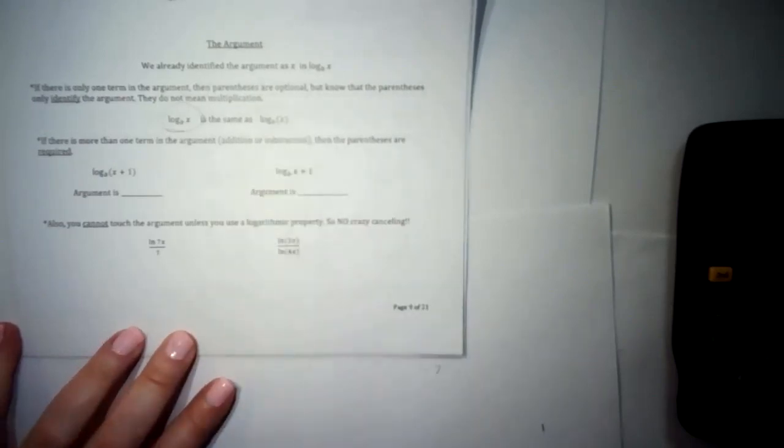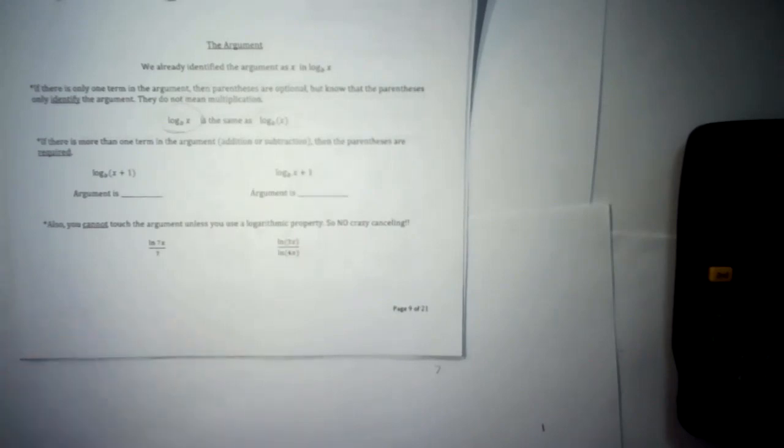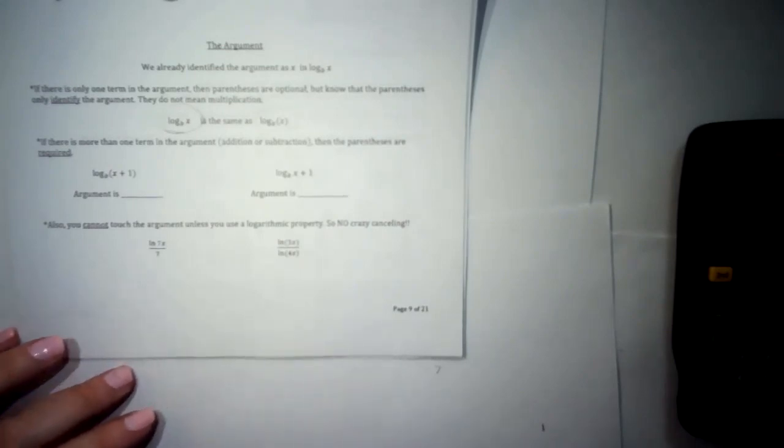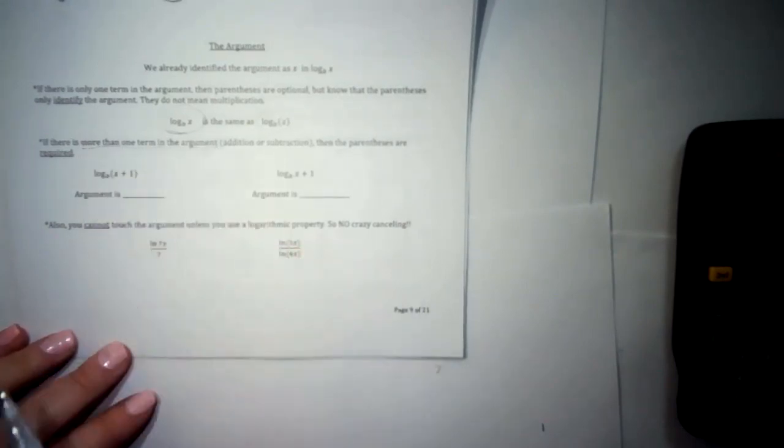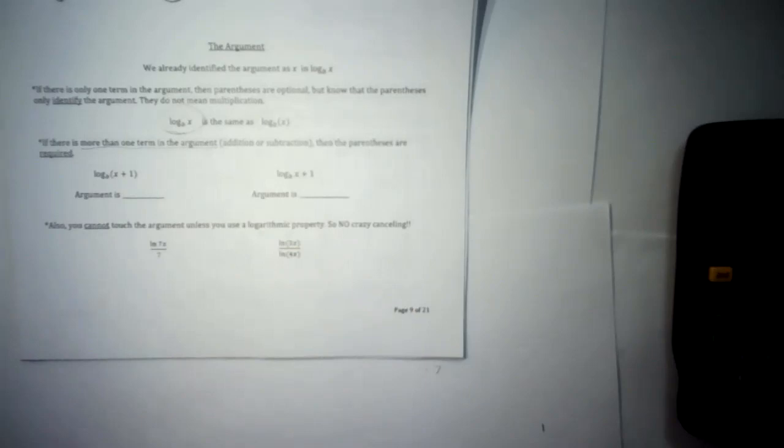Sometimes you're going to see it with parentheses. It's really your choice. It doesn't mean multiplication. It doesn't really mean anything other than you just feel like it needs to be set apart a little bit. A lot of times I'll use parentheses if I have fractions, just to set it apart, but it's really not necessary. Here's when it is necessary. When you have more than one term in the argument, when it's being added or subtracted, you have to enclose it in parentheses. You have to, okay?